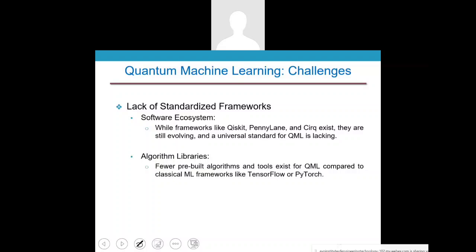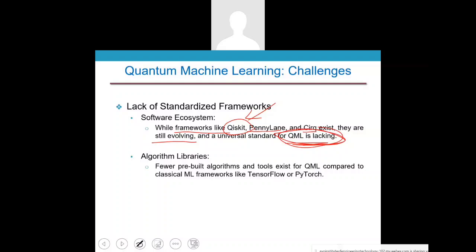Another challenge is the lack of standardized frameworks. Frameworks with multiple libraries and algorithms allow us to comfortably use and develop things. So one is the software ecosystem. While frameworks like Qiskit, PennyLane, Cirq are popular, they are still evolving. A lot of changes are happening in these software frameworks, and a universal standard is lacking. There is no universal standard for quantum machine learning. That is another challenge, and researchers are working on it.